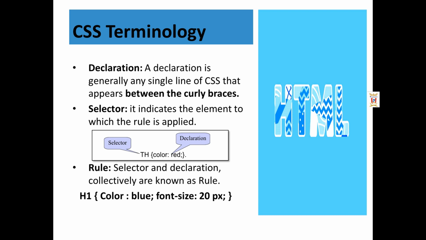The last term is the rule. Selector and declaration collectively are known as a rule. The example is written below. H1 is heading 1. You have learned about it in the previous video. Now we are applying this CSS on heading 1. The color will be blue and the font size will be 20 pixels. So this is a simple rule.